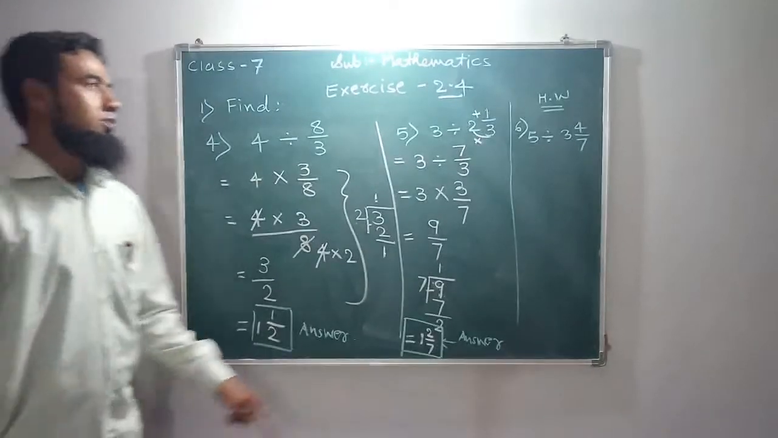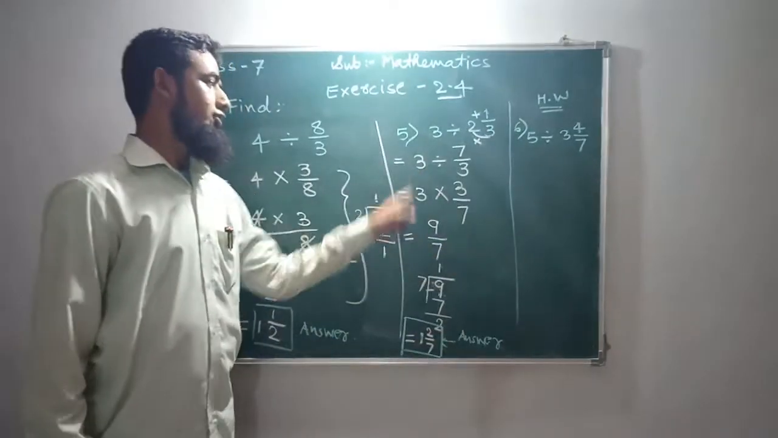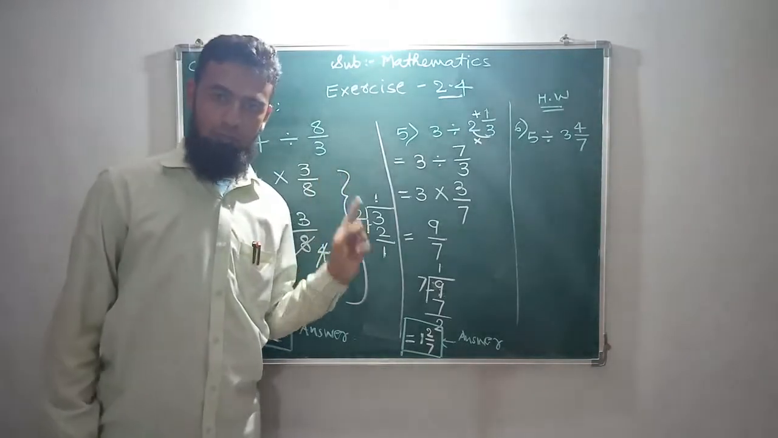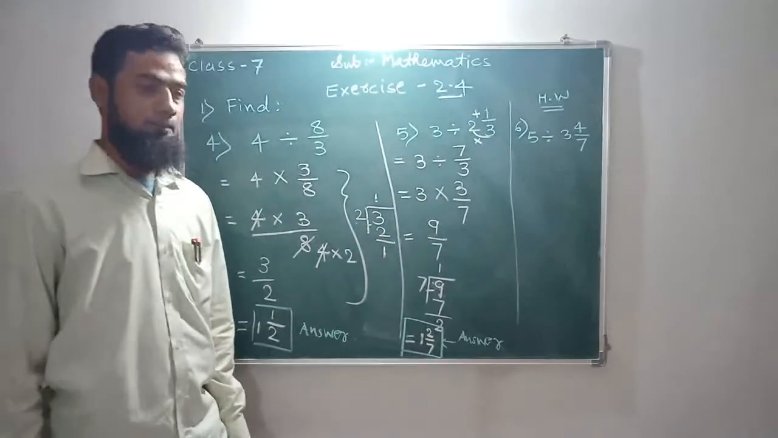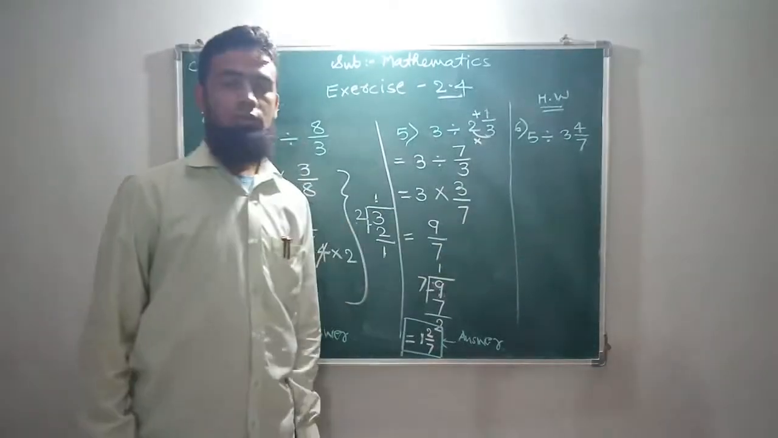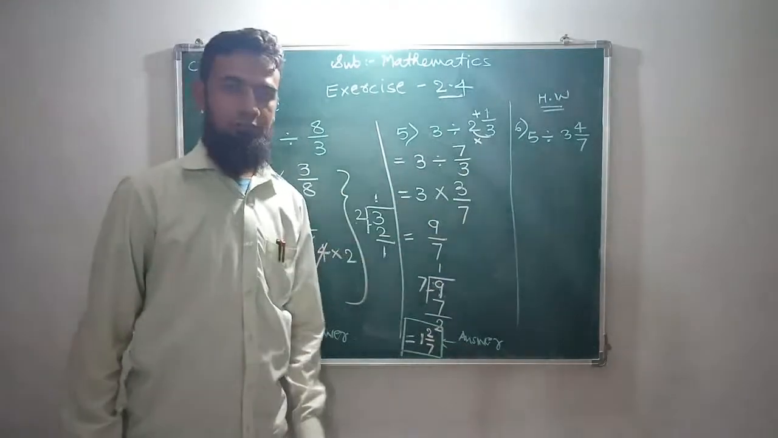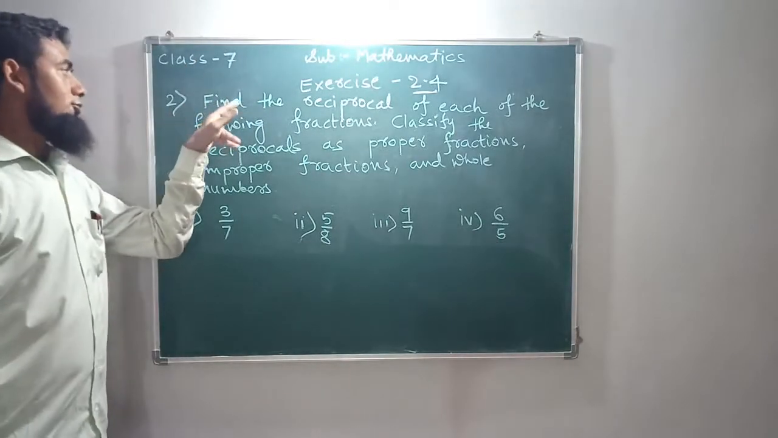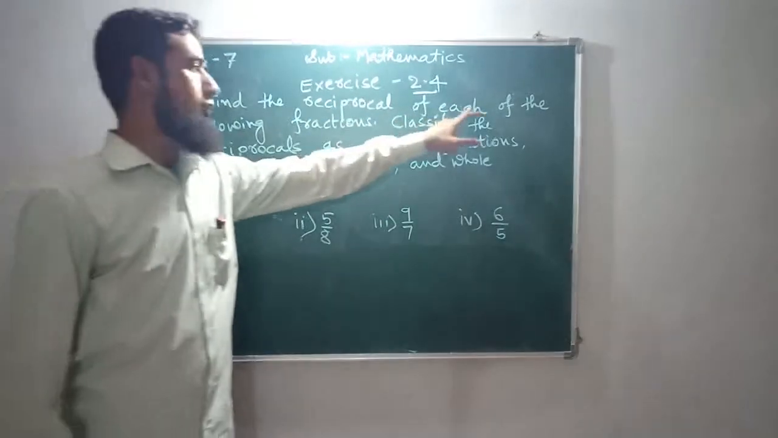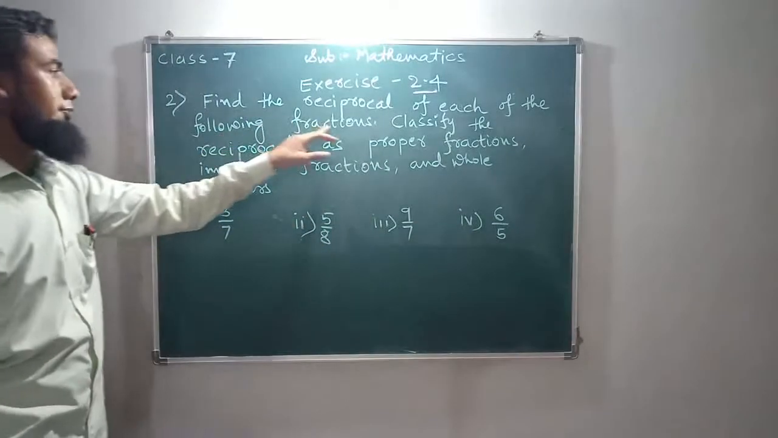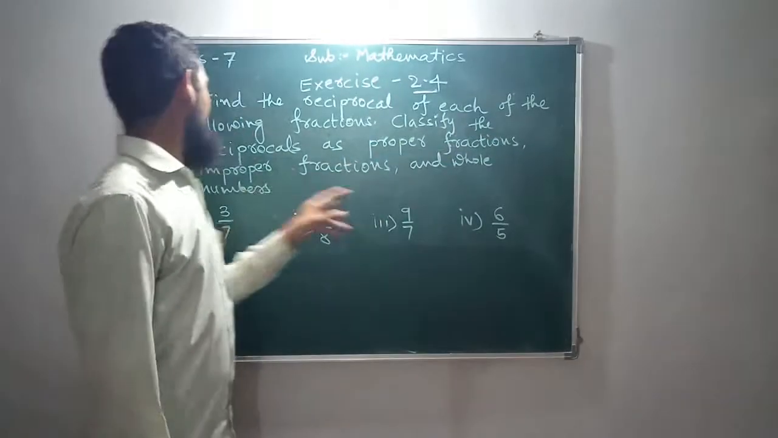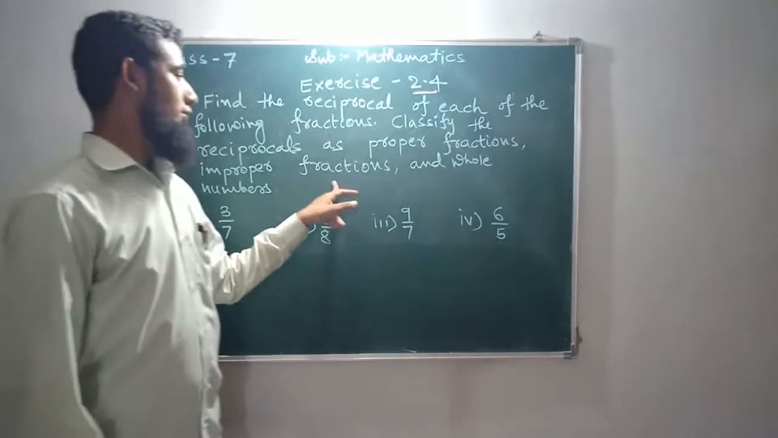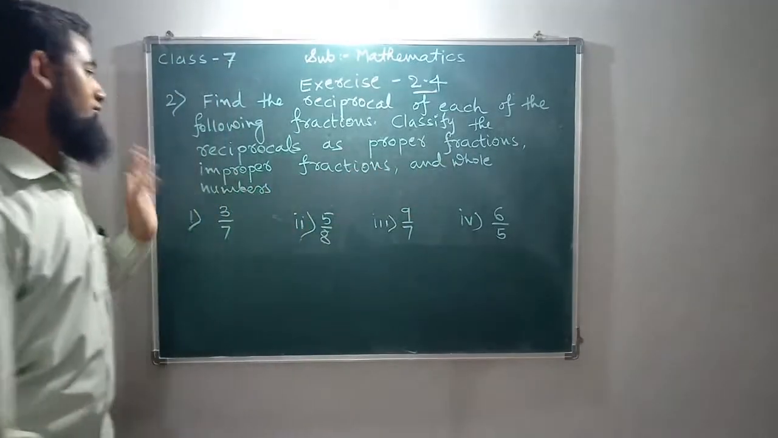Clear? So this is question number 1. I have solved questions 1 to 5. And the last question you have to do by yourself. Question number 2: Find the reciprocal of each of the following fractions. Classify the reciprocals as proper fractions, improper fractions and whole numbers.